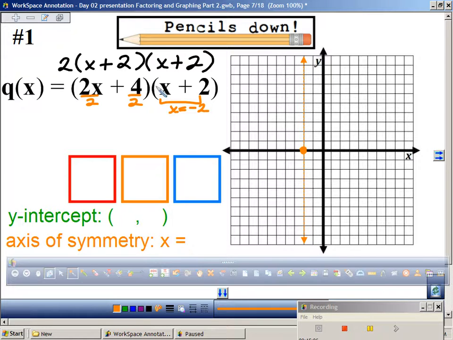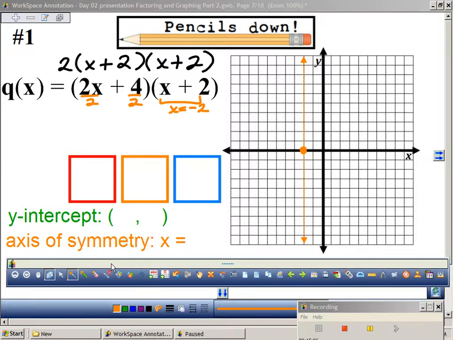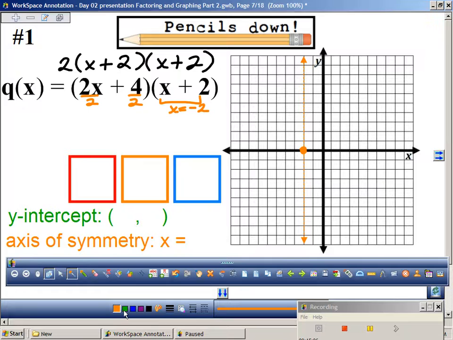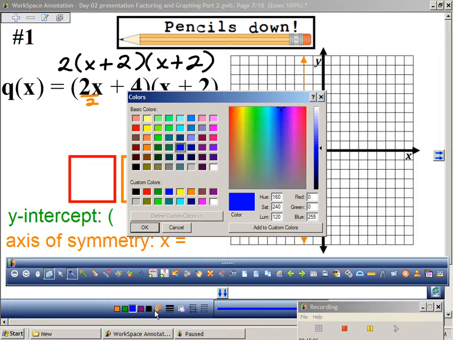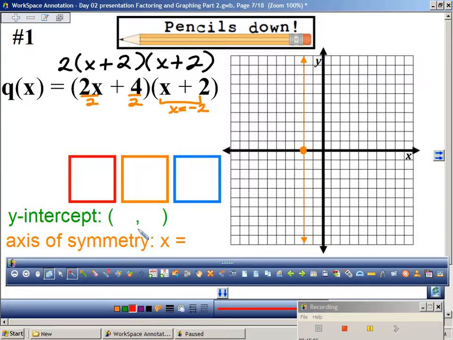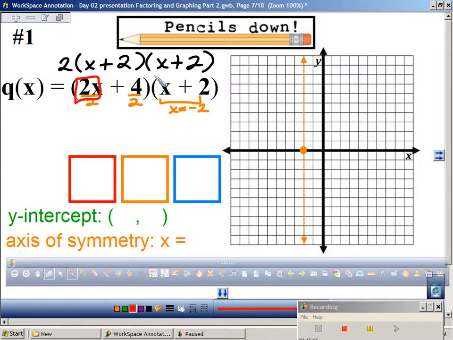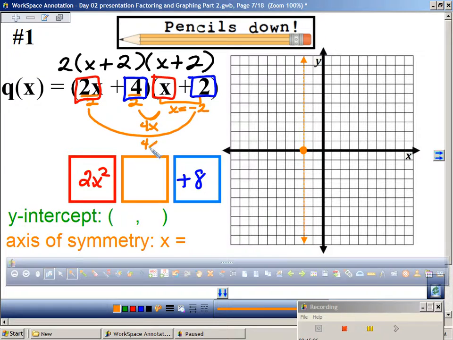Okay. So now what I want to do is I want to FOIL to find the rest of it. So when I FOIL, I'm missing a red. All right. So when I FOIL, I take my 2x times my x, and I get 2x squared. Then I take my 4 times my 2, and I get positive 8. And then I use rainbows and checks. I've got 4x, and I've got 4x, which makes a total of 8x's.